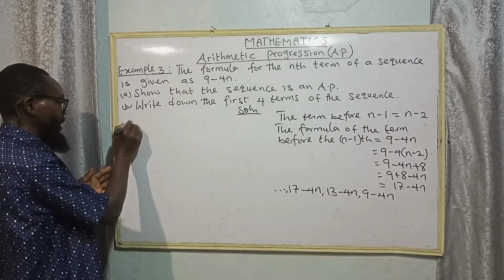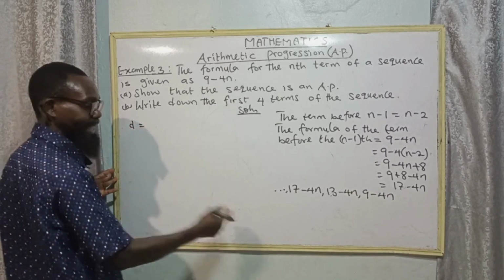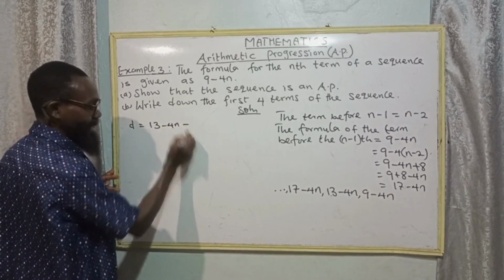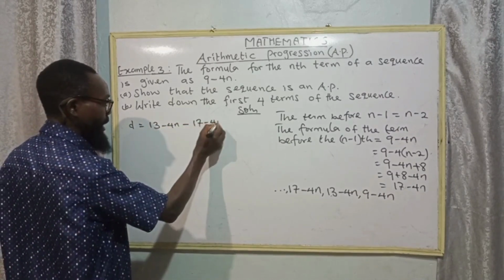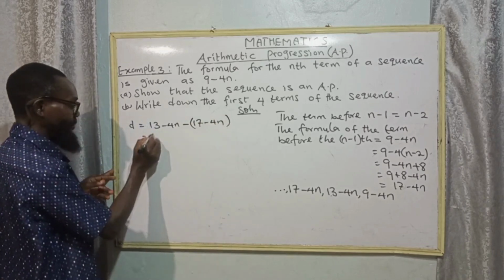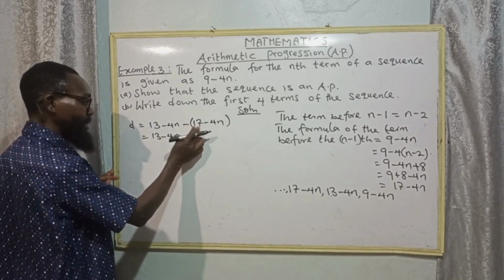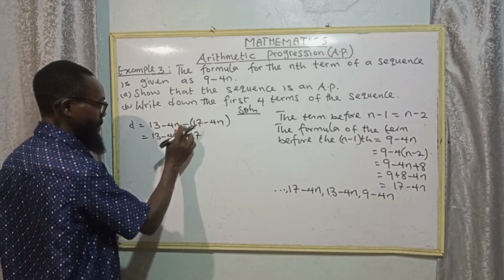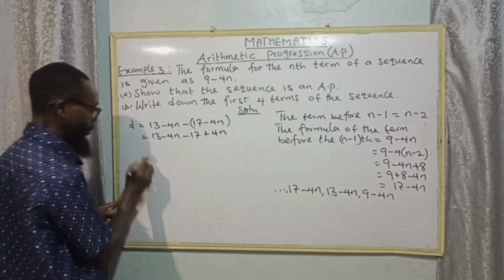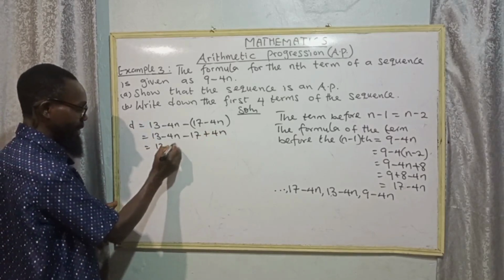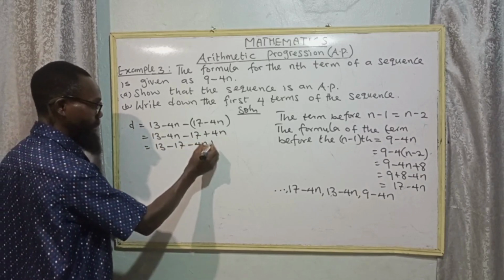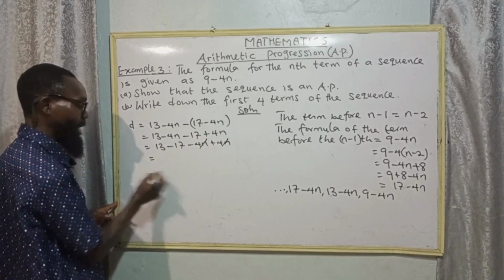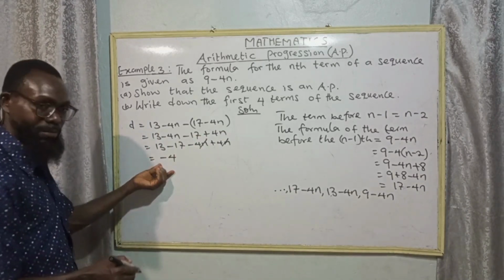Since we know that our common difference, d, will be equal to the second term minus the first term, that is 13 minus 4n minus 17 minus 4n. So you have to put this in brackets. So I have 13 minus 4n, minus 17, minus times minus plus 4n. So I'm going to have 13 minus 17 minus 4n plus 4n. Minus 4n plus 4n has cancelled. 13 minus 17, I'm going to have minus 4. My common difference is minus 4.